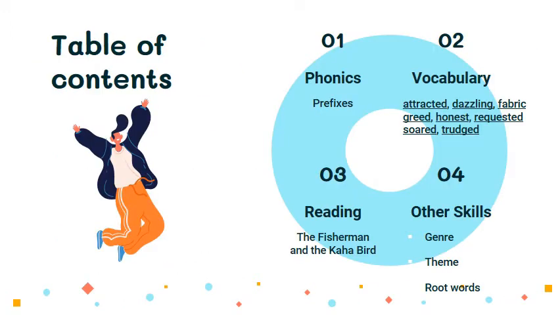What do we have in this lecture? We're going to do phonics and then we'll move on to the vocabulary. These are the vocab words: attracted, dazzling, fabric, greed, honest, requested, sword, trudged. And we will read the lesson, the fisherman and the kaha bird. We have other skills. We're going to talk about the genre, the theme, and root words.